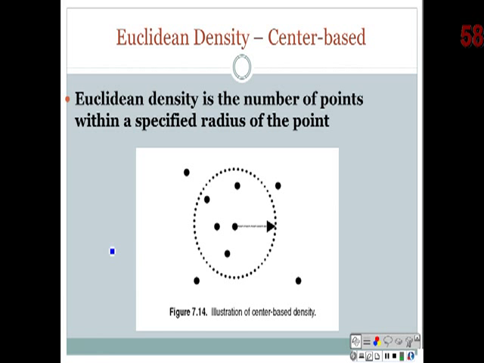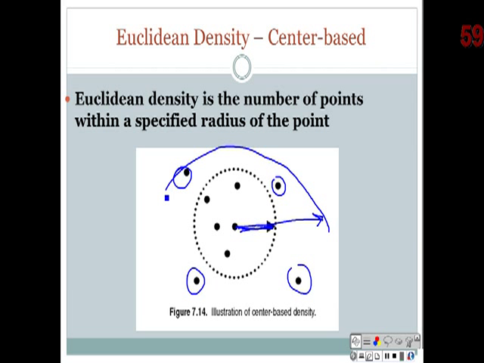Euclidean density is the number of points within a specified radius of the point. So here in this case, we decided that we need the radius to be this specific measure, so all those points outside this measure are not part of that cluster. This is our centroid, and the radius decides how many points will be included. If my radius was bigger, let's say like this, in this case all the points will be included. And this is actually how clustering works: it is based on how big the radius of your clustering is.